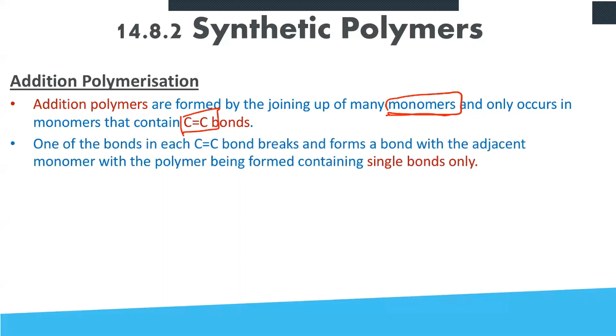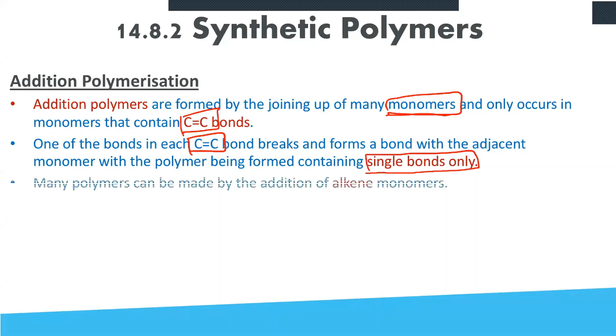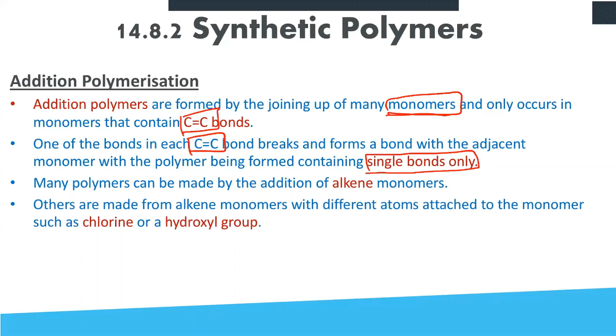Usually in addition polymerization, the first thing that happens is the carbon-carbon double bond gets broken, and the adjacent alkene molecules combine. So that means when the polymer is formed, it will have only single bonds. Many polymers can be made by addition of alkenes. Alkenes undergo addition reactions.